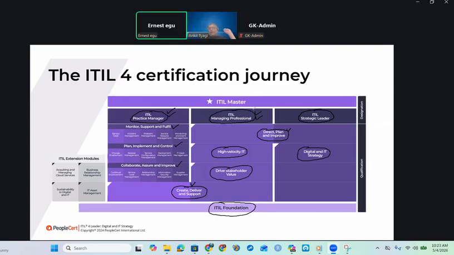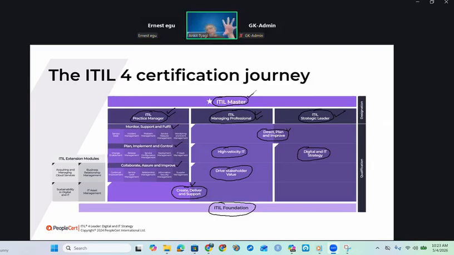Once I have all these 3 designations, which is the Practice Manager, the Managing Professional, and the Strategic Leader, I am automatically awarded a designation which is called ITIL Master. This is where I stand right now. Right. So this is what my current designation is.